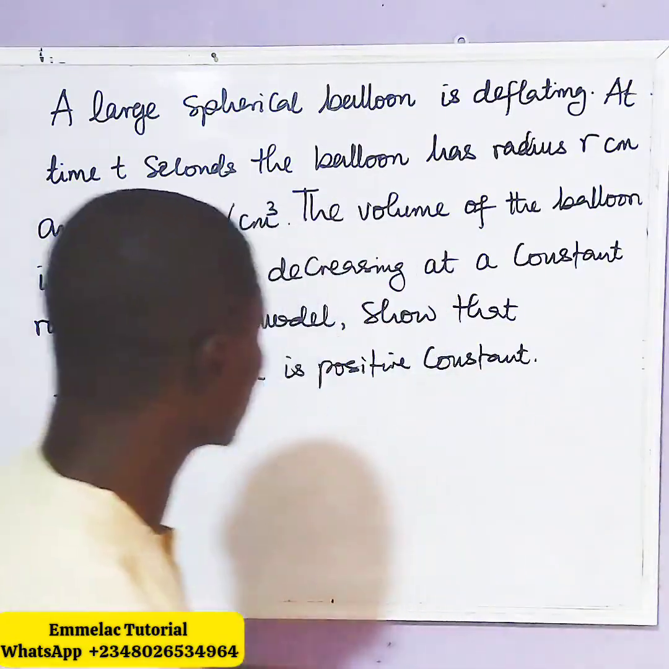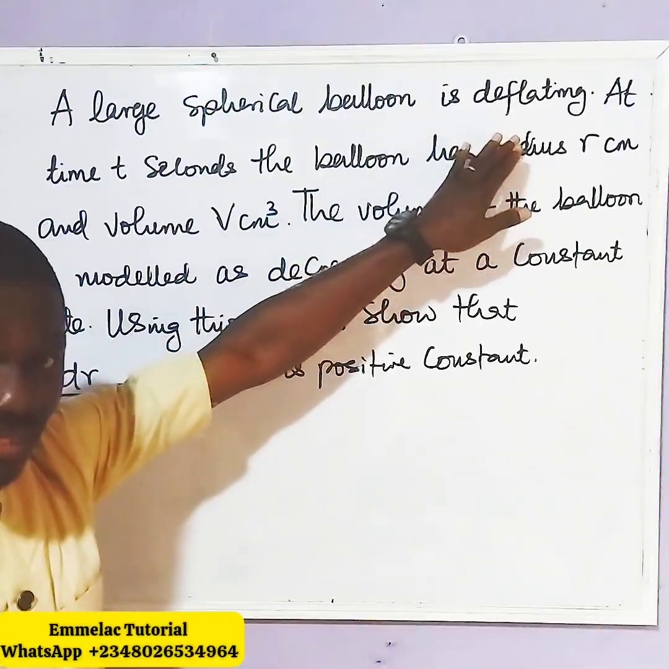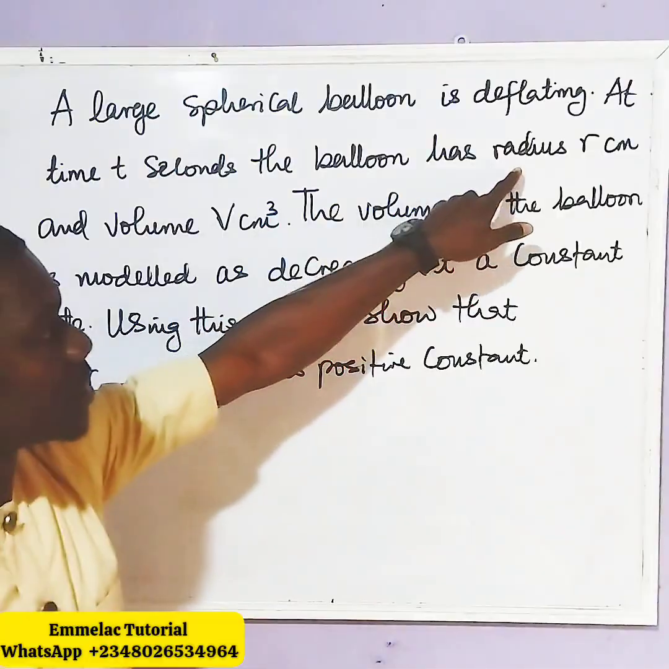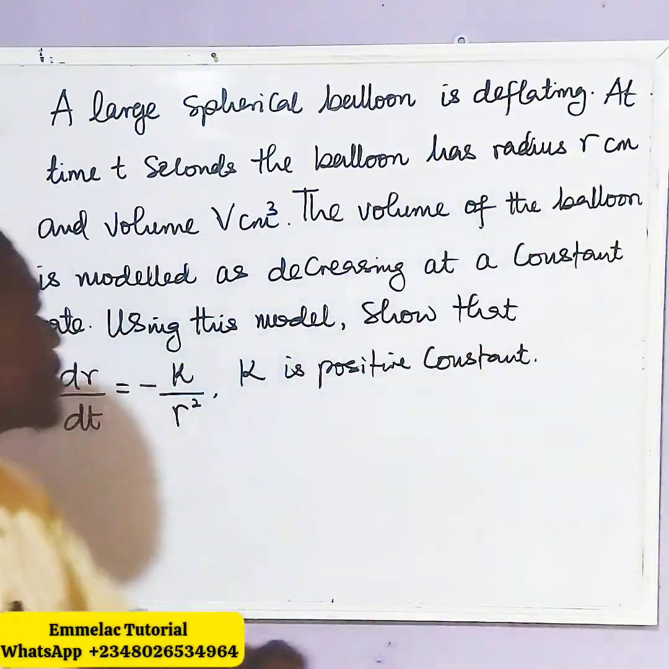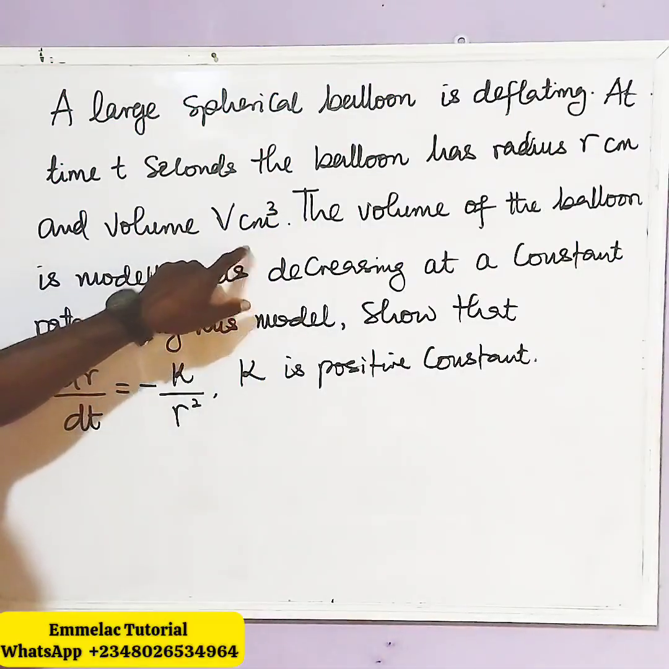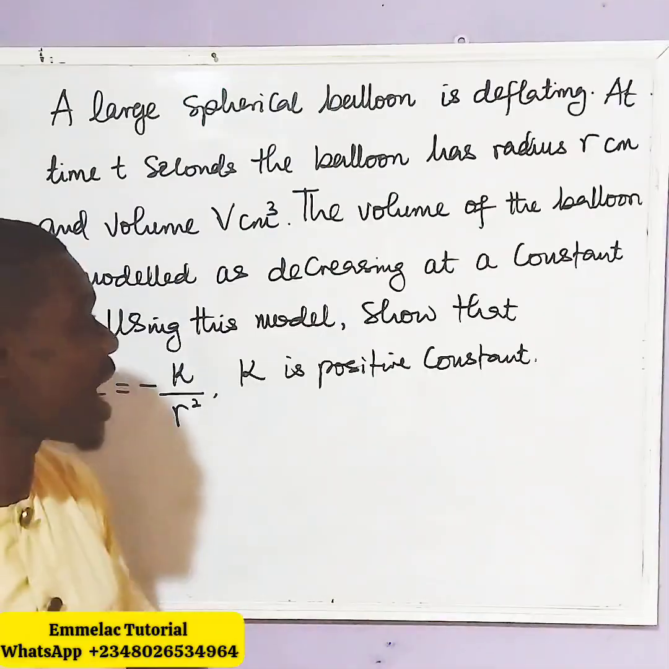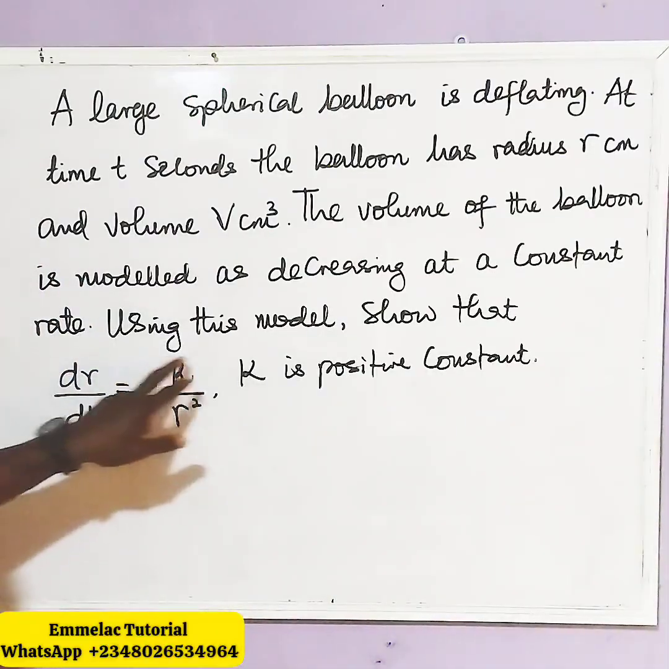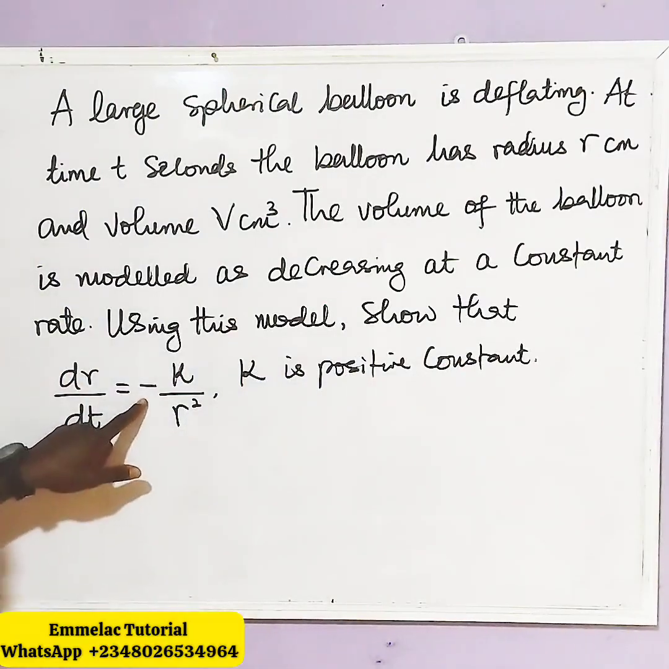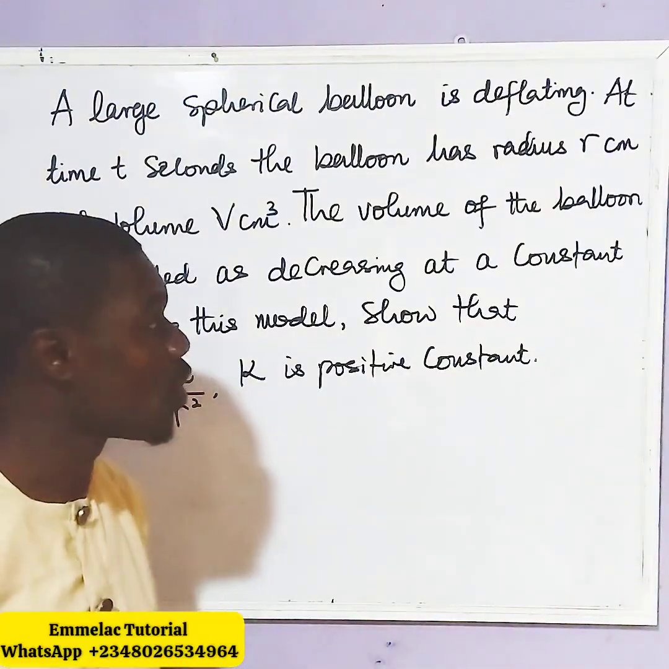Now let us look at this question, and it reads that an electrical balloon is deflating. At time t seconds, the balloon has radius r centimeters and volume V centimeters cubed. Now the volume of the balloon is modeled as decreasing at a constant rate. Using this model, show that dr/dt equals negative k over r squared, where k is a positive constant.